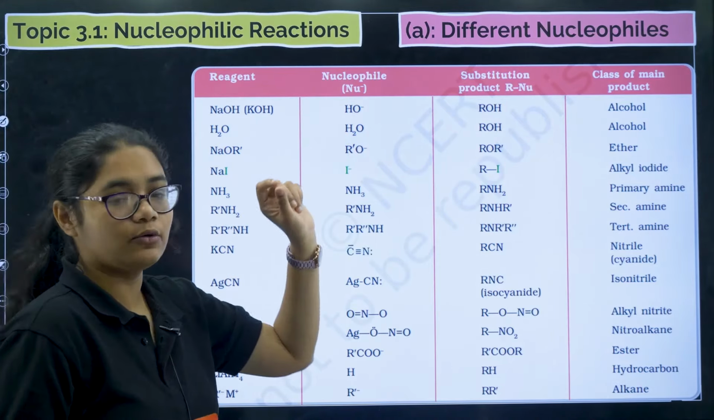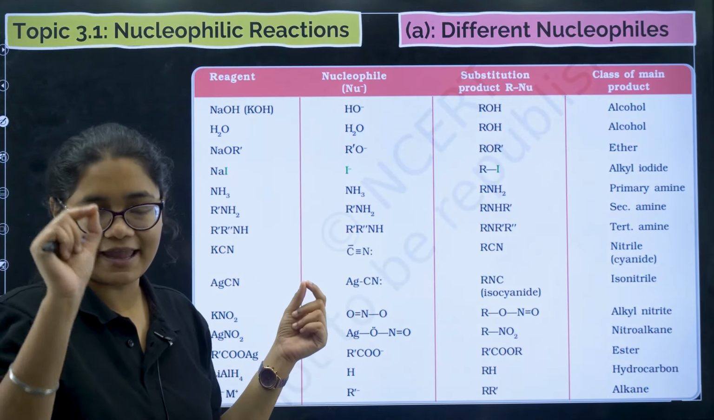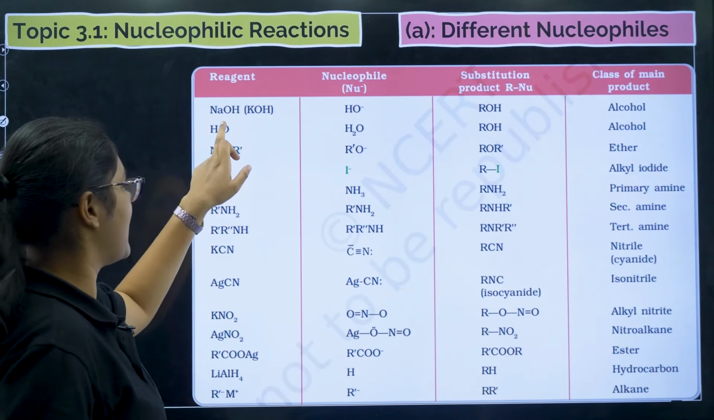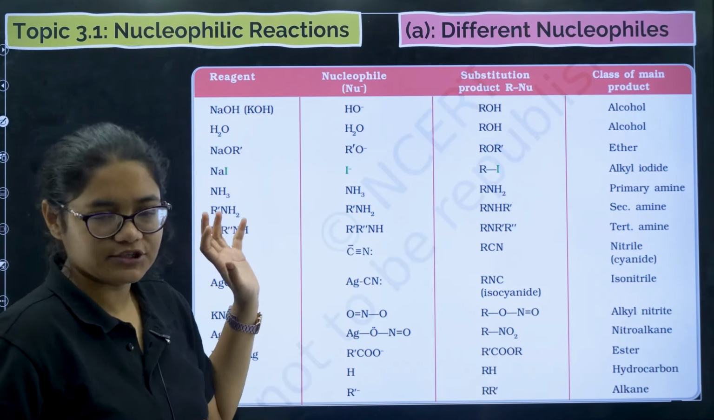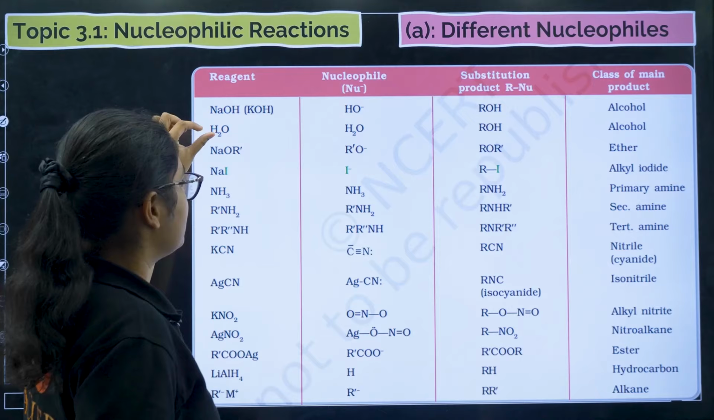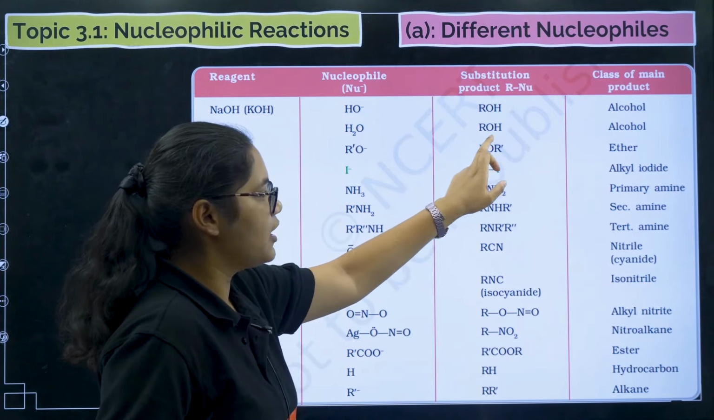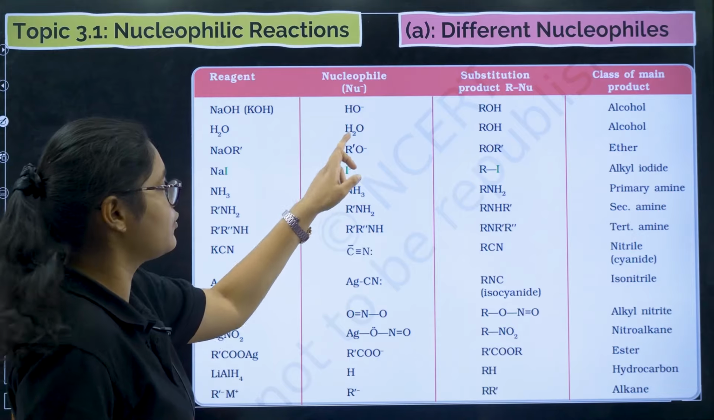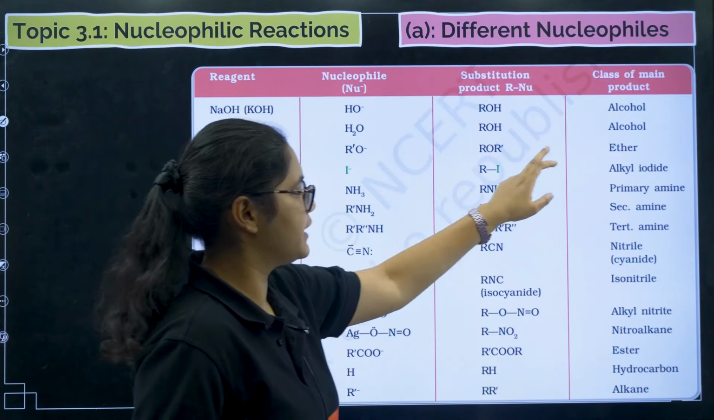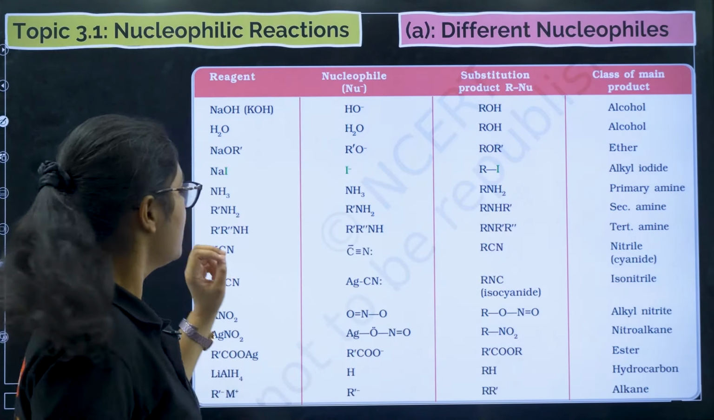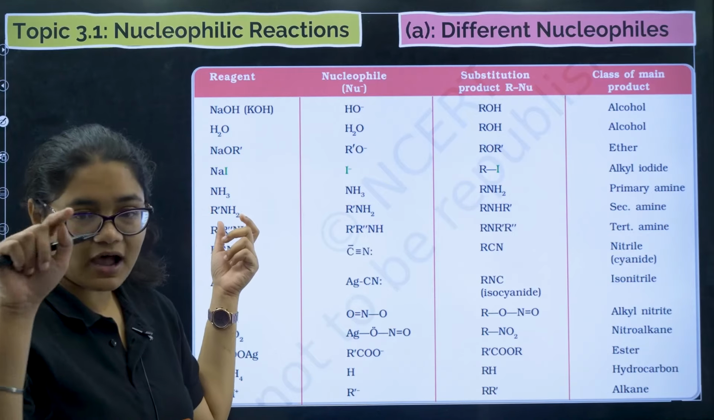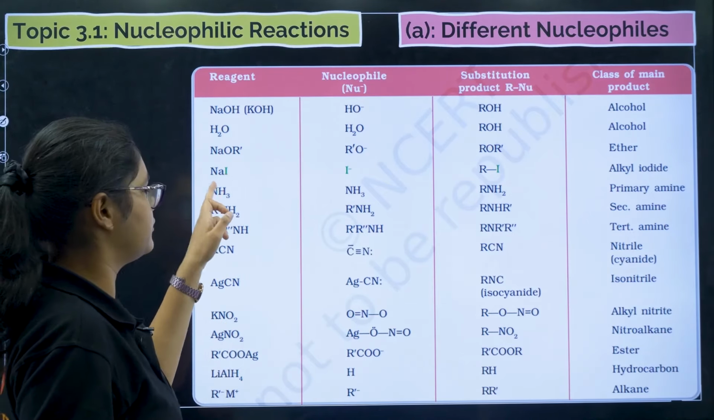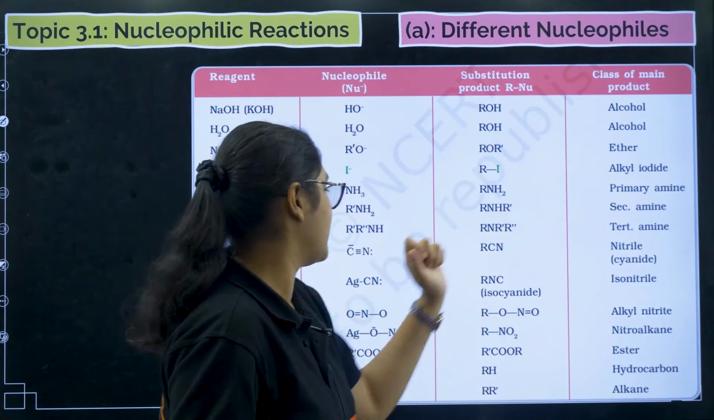If I want to add OH minus, I want to replace the X with OH group, then you have OH minus. For that you can add NaOH or KOH. Similarly, if you add water, then also you will get ROH. If you use NaOR, here RO minus will be attached and we will get ROR, which is an ether. To change to I, you have RX and you want to make it RI, and that is your Finkelstein reaction. You can use NaI and you will get alkyl iodide.